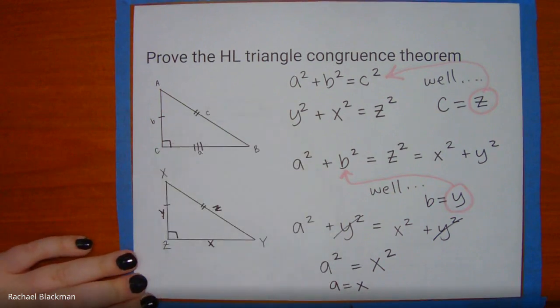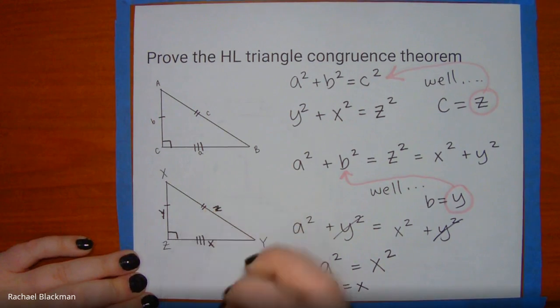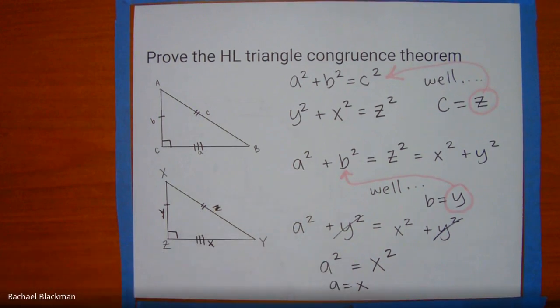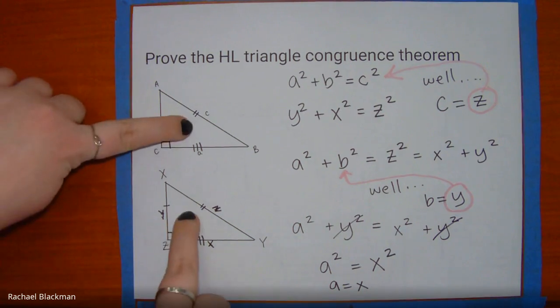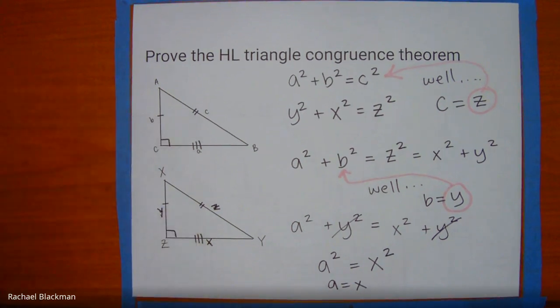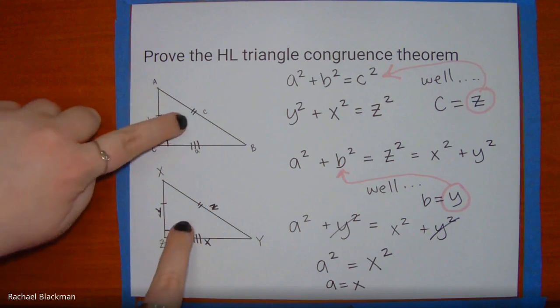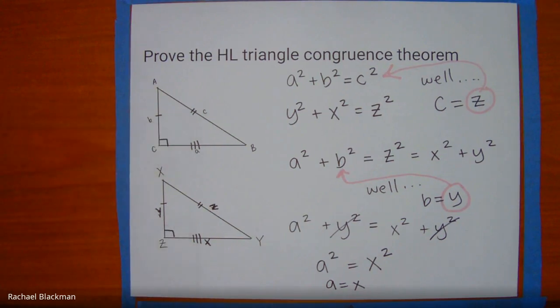So I'm going to add into my picture. Well, segment CB has to be congruent to segment ZY. Again, we're just pulling this from the algebra that we just did. So can we now use another triangle congruence to show that these two triangles are congruent? Other than HL, because that's what we're trying to prove. What do we think? Are these congruent by what theorem?